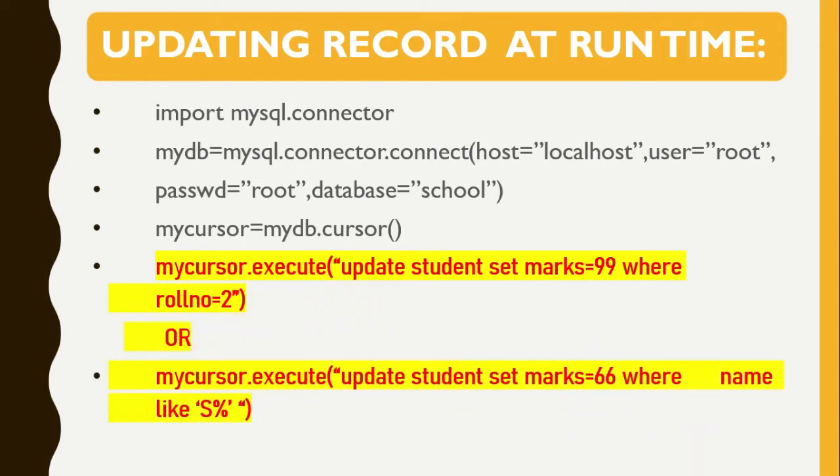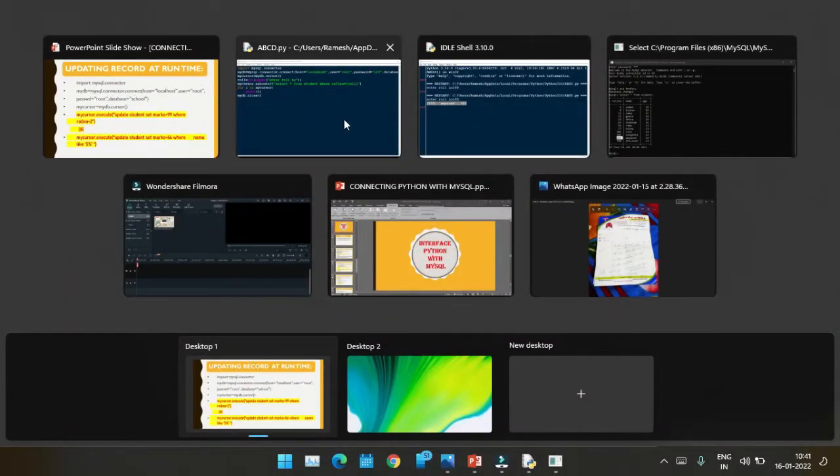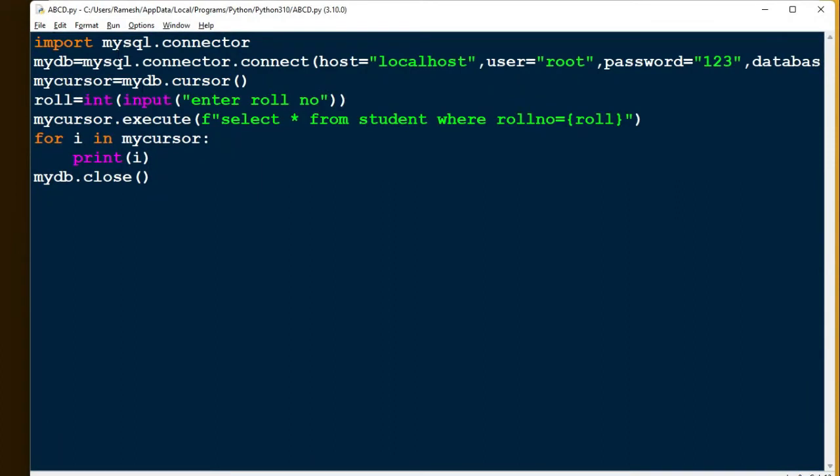So now I will make that program here also. Now all these 4 lines are same. Now I want to update the name of student on the basis of roll number which is provided by the user. So I will only change the query here, and first of all I will leave it as same.